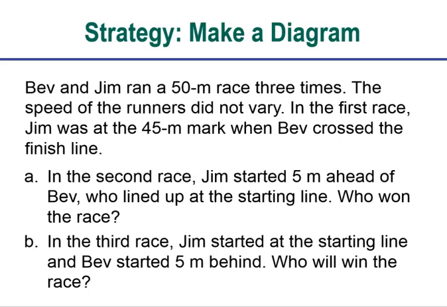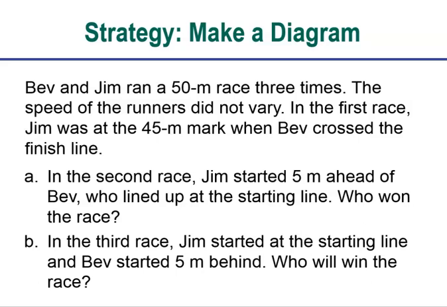It's about Bev and Jim. They ran a 50-meter race 3 times. The speed of the runners did not vary. In the first race, Jim was at the 45-meter mark when Bev crossed the finish line. So can you picture this? Bev finished, and Jim was right behind her at 45 meters. Okay? That's in the first race.